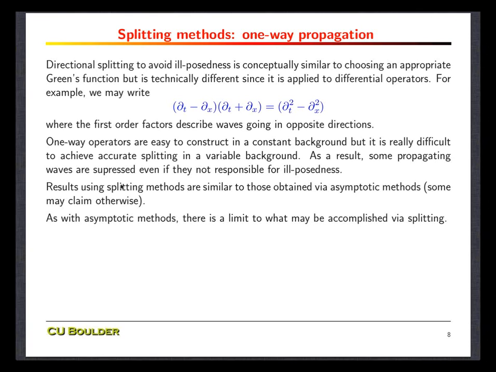The second thing is that if you have a variable background, this factorization is actually very difficult. At some point I was trying very hard to do it. I never managed, and I don't know of any consistent way. I know how to write it on paper, but I don't know how to do it in the computer in a consistent way. The results you get using splitting methods are quite similar to those obtained by asymptotic methods, provided both are implemented correctly. And again, there is a limit to what you can achieve with it.